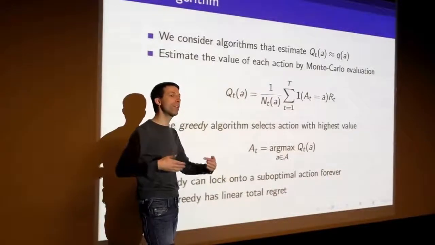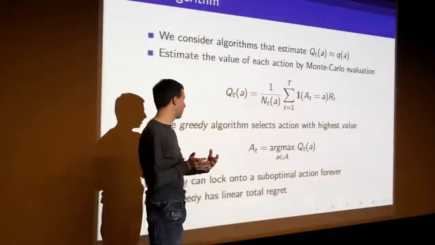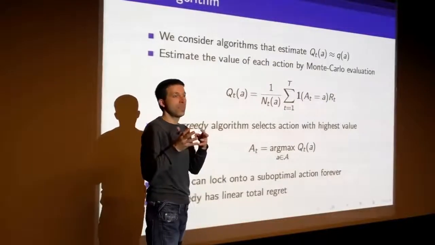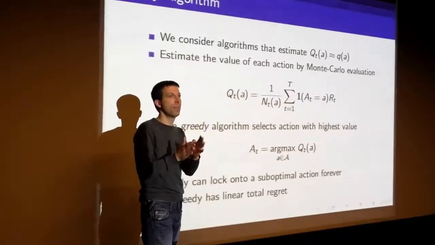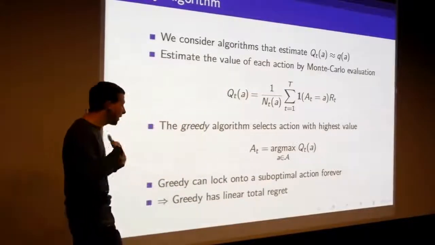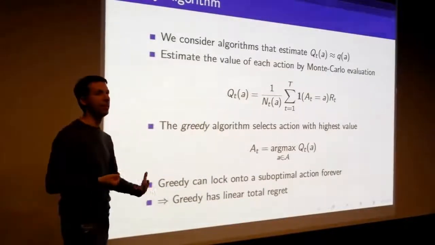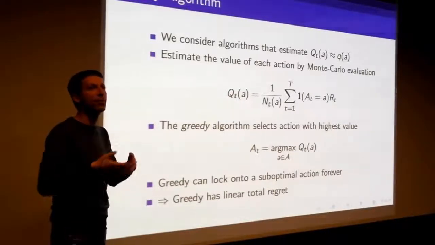If you can do the wrong thing forever, that means at every step, forever, you're going to incur the loss, the regret, for taking the wrong action. So you're going to get that gap again and again and again. Okay? So it should be clear that greedy has linear total regret, like you're making the same mistakes repeatedly forever with some probability.